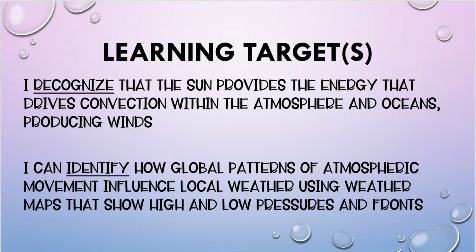Today's learning targets: we are still recognizing that the sun provides the energy that drives convection within the atmosphere and oceans, producing winds, and hopefully we can identify how global patterns of atmospheric movement influence local weather using weather maps that show high and low pressure and fronts. So we haven't looked at the maps yet. We've seen some of the symbols, but we're going to start reading those maps on Monday or Tuesday of next week.